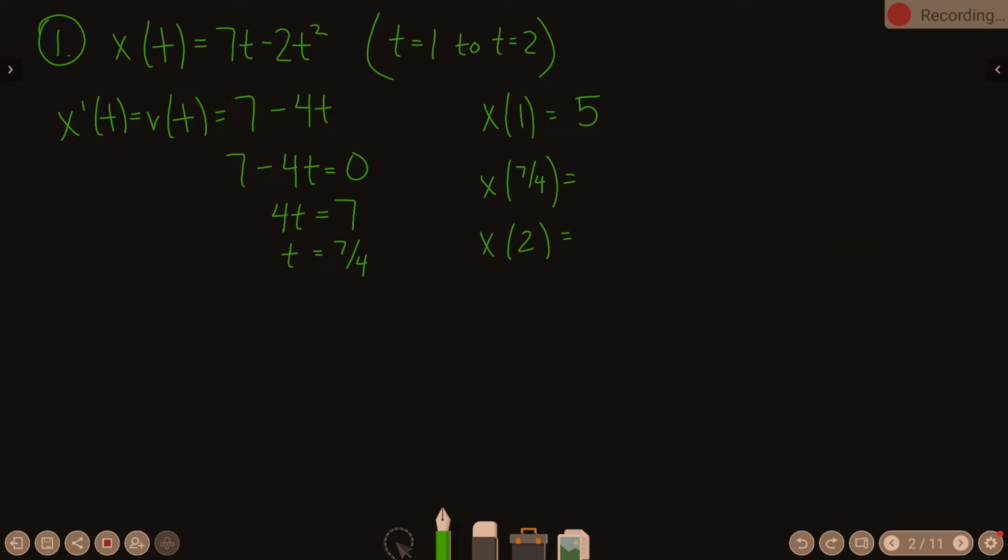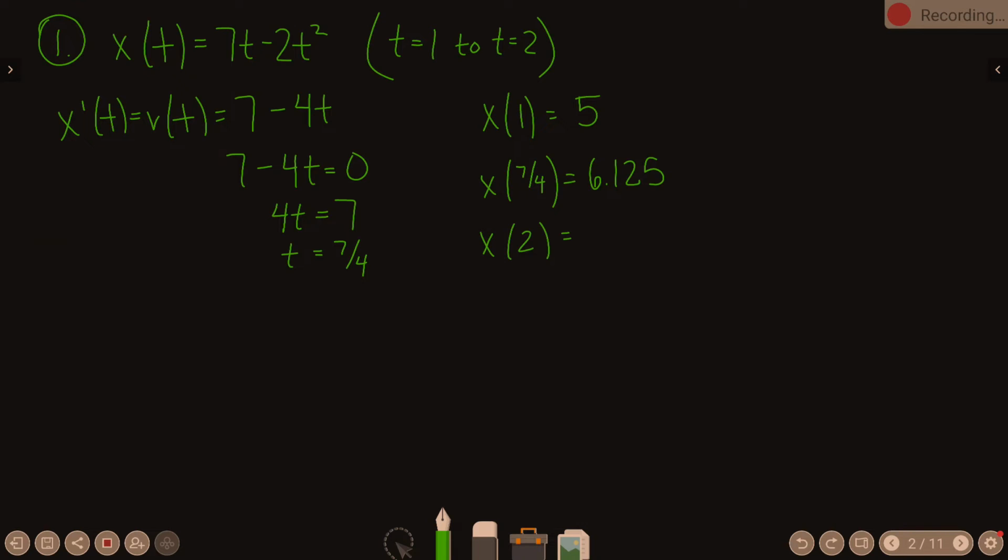And again, we could do that by hand. It's not impossible by any means. However, my brain is saying 7/4 is 1 3/4 or 1.75. So 7 times 1.75 minus 2 times 1.75 squared is 6.125, so 6 1/8.